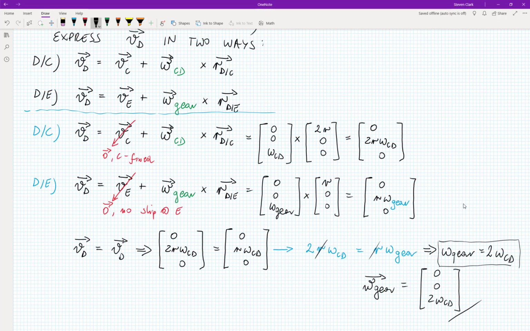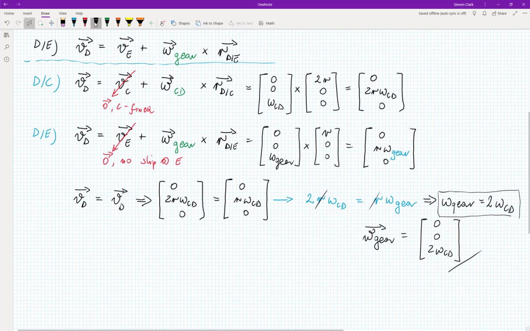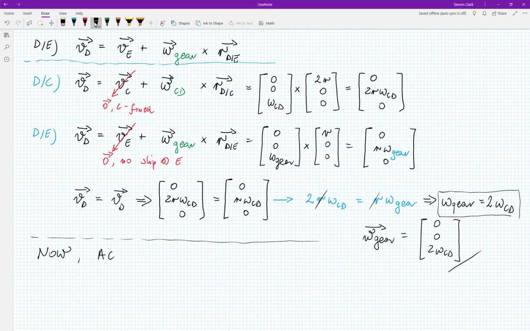I don't see any. Yeah, so anyway, we are done with velocity analysis. So now we can start the actual problem. Yes, now we can start our acceleration analysis. So let's do it. Now, accel analysis. And I actually forgot what they asked us for.